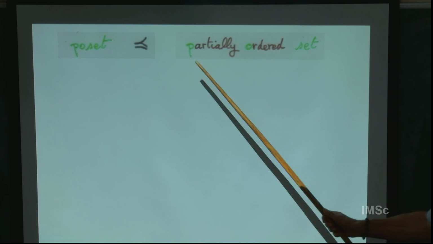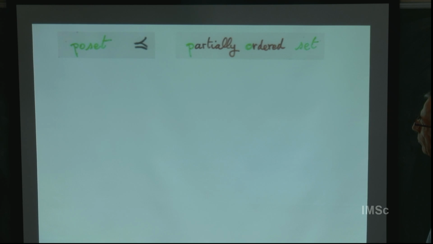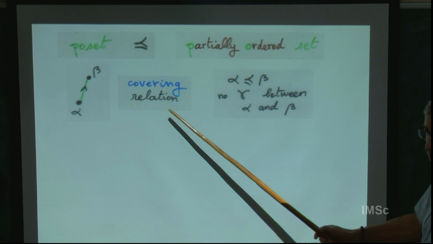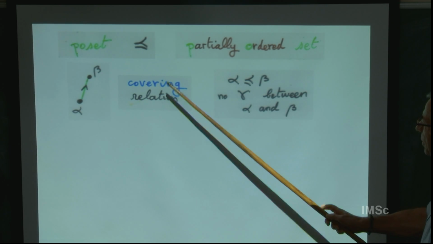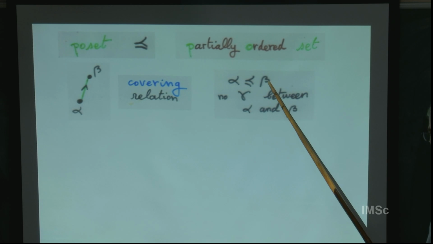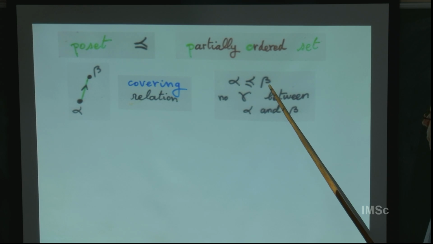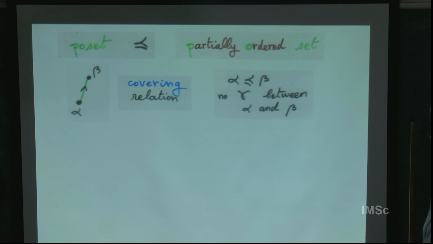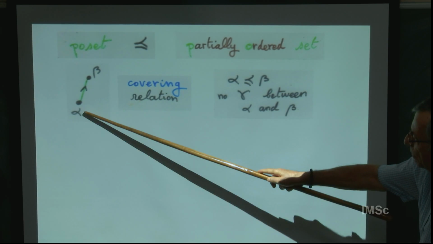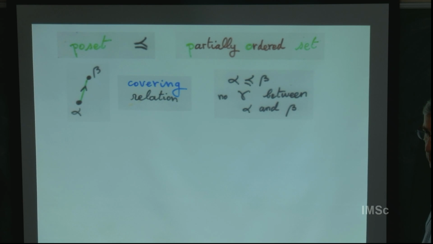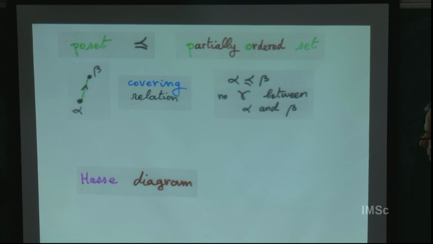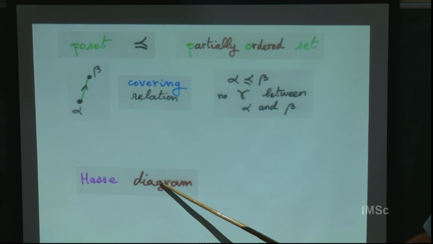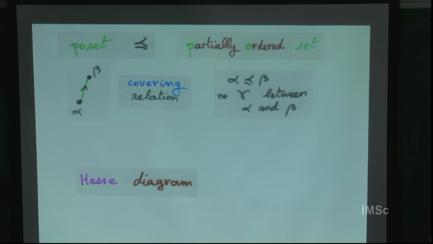A poset is a partially ordered set. And I have the covering relation. Covering relation means that alpha is strictly less than beta, and there is no gamma between alpha and beta. So you put an edge with an arrow from alpha going up to beta. This is a covering relation. With this covering relation, we can define the Hasse diagram of the poset. It's a diagram defining the poset.